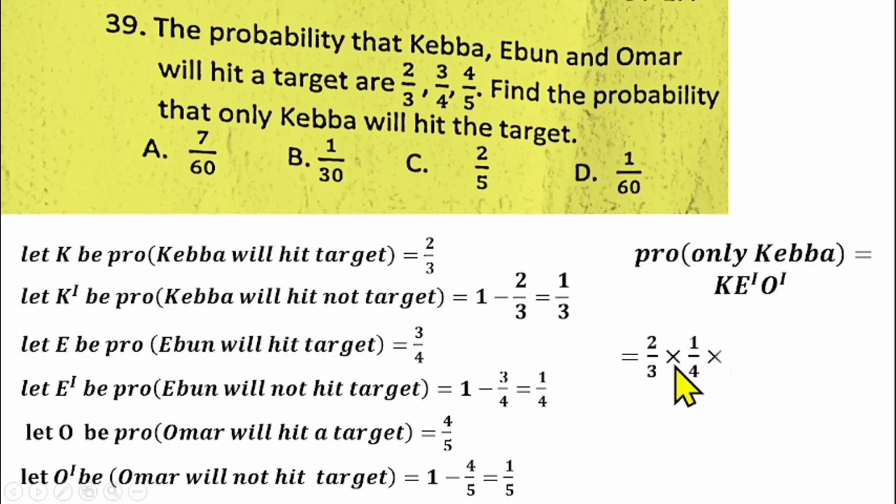So from there, the probability that Keba will hit the target is 2/3, times the probability that Ebun will not hit, that is 1/4, multiplied by Homer will not hit, that will be 1/5. If we simplify this, 2 can go into 4, that gives us 2. That gives us 3 times 2 times 5. That gives us 1/30, which is option B.